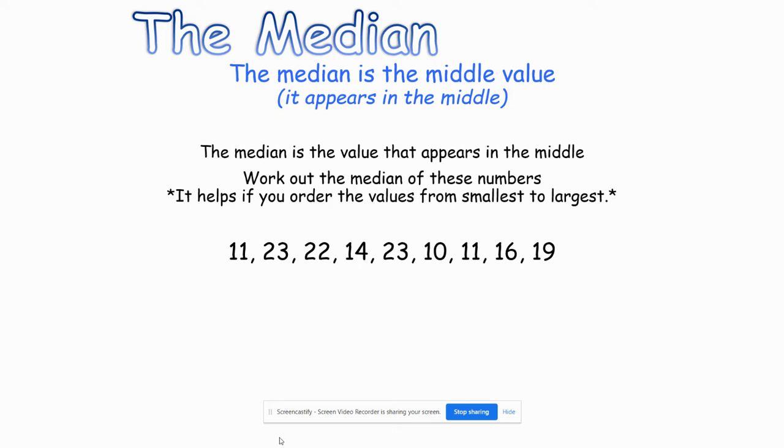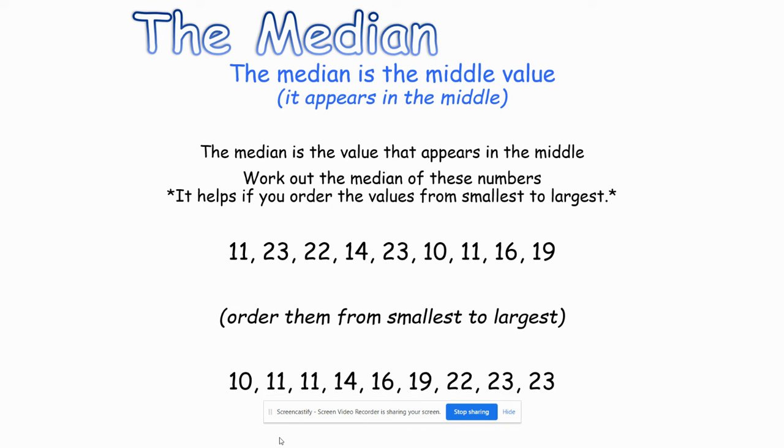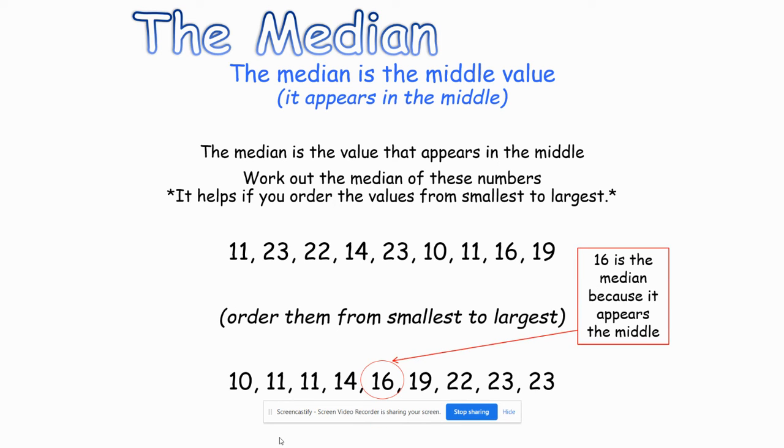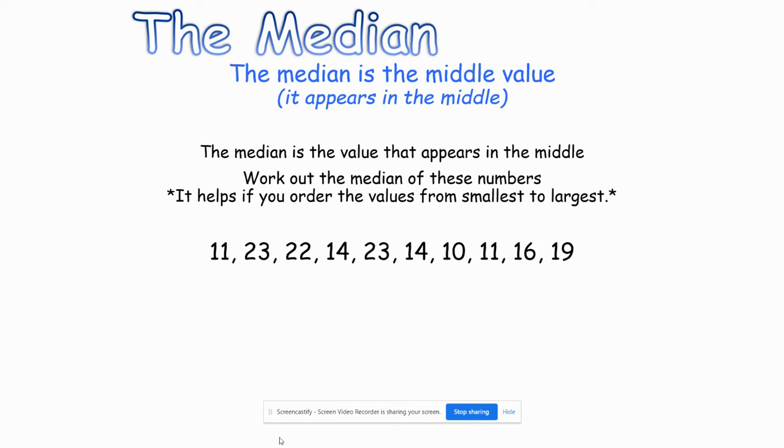All right, so now we've got some more numbers. What do you do first? Put them in order from smallest to largest. There you go. Now you could work out which is your middle one. It is 16. Thank you very much. It's because it appears in the middle. Perfect.